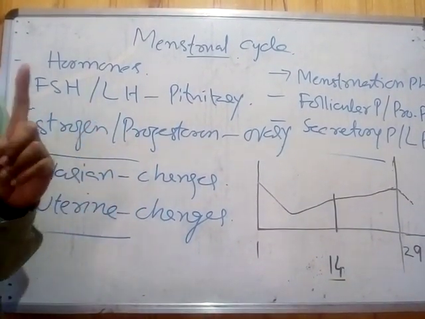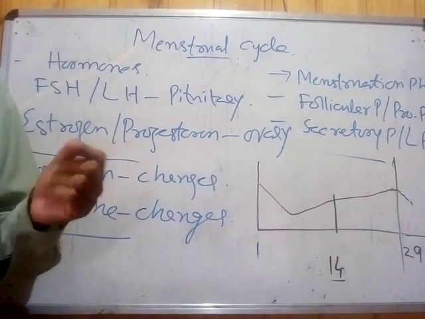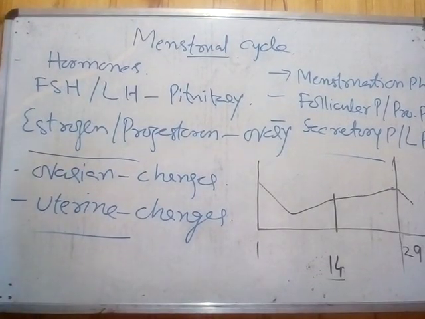Only one primary oocyte is used in one menstrual cycle. I hope this point is very much clear.